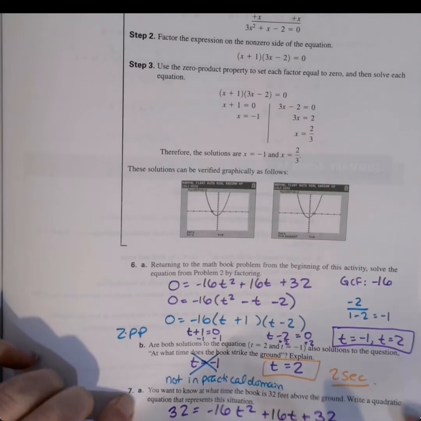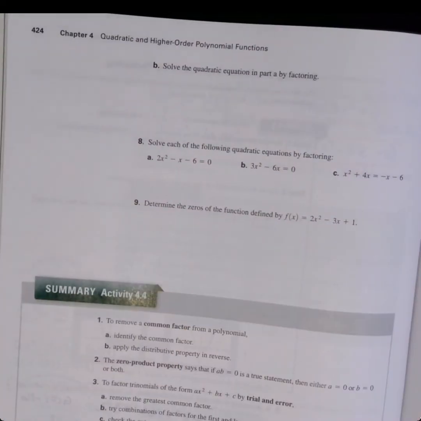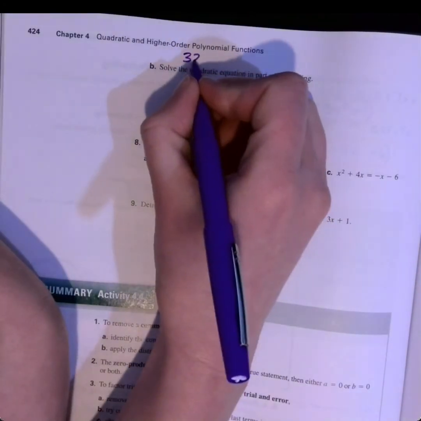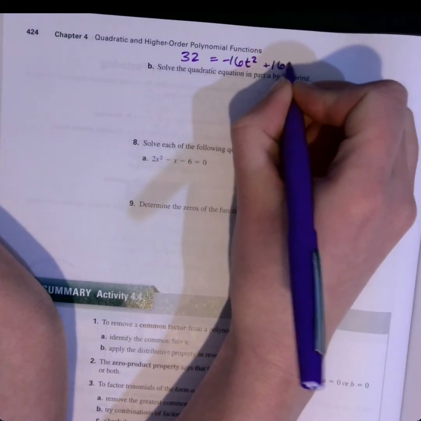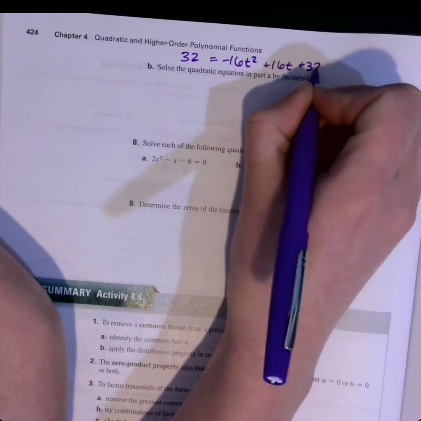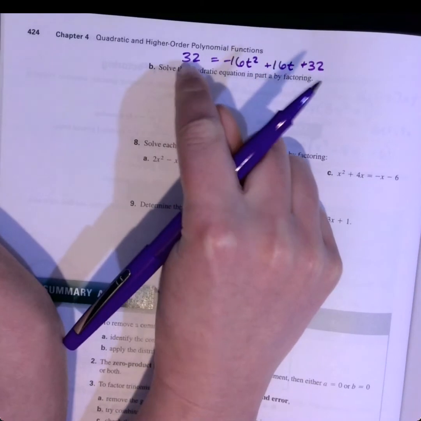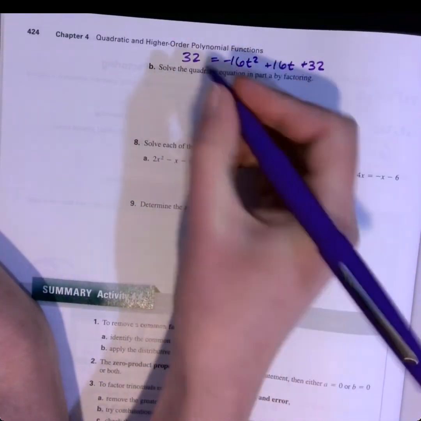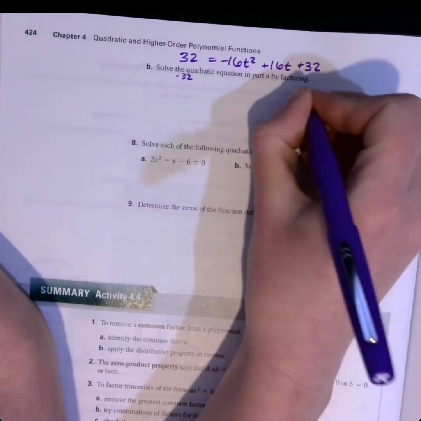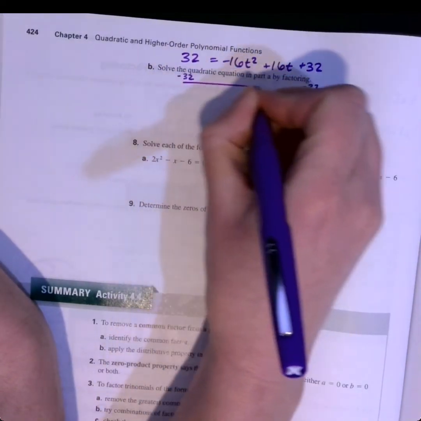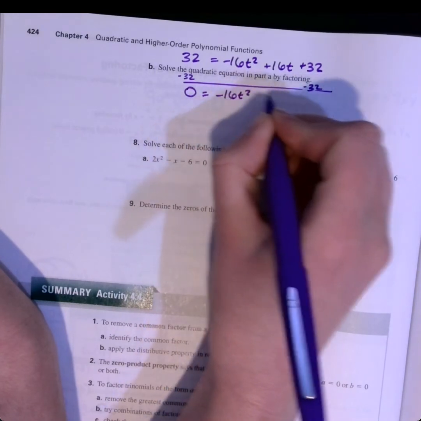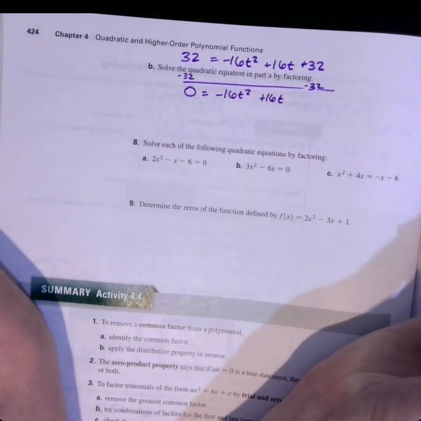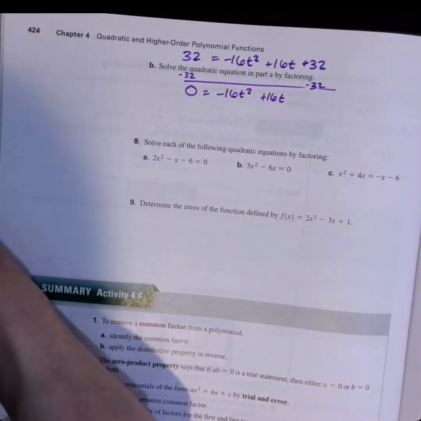All right, onward. Solve the quadratic equation by factoring. So it's 32 equals negative 16t squared plus 16t plus 32. If I'm going to solve by factoring, I have got to get this equal to 0. So I have to subtract that 32 over to get this equal to 0. When I do that, that gives me 0 equals negative 16t squared plus 16t plus 0, because it happens to cancel off, luckily enough.